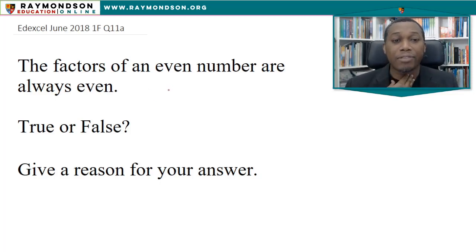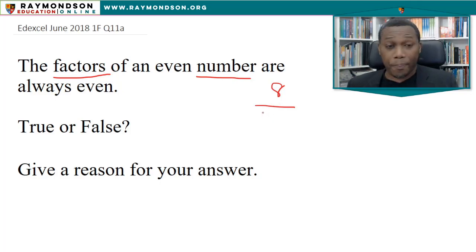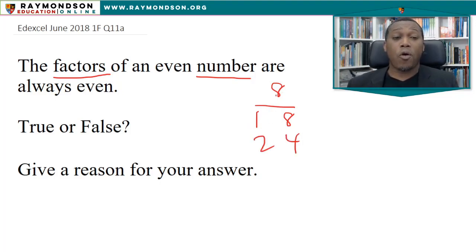Right. The factors of an even number are always even. Really? First thing is, what is the word factor? The factors are the numbers that you can multiply together to get your number. So, for example, factors of 8: numbers that I can multiply to get 8. Two factor pairs is what I'm describing better, I suppose. 1 times 8 will give me 8. So 1 is a factor because 8 is in the 1 times table, so 1 goes into 8. 2 and 4 are factors of 8 as well. So that's the idea of factors.